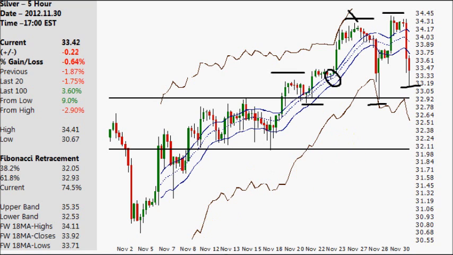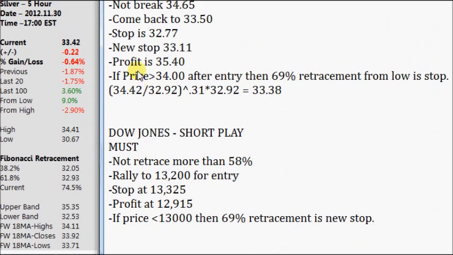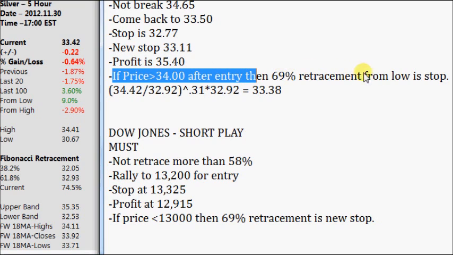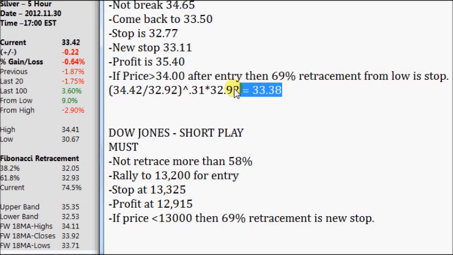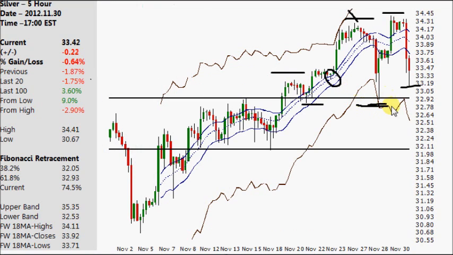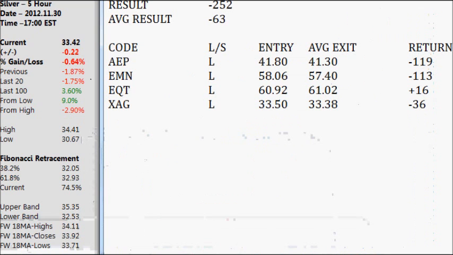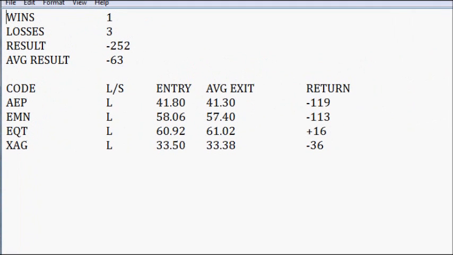But before we look at that, I did put a setup in here for silver. I put a new stop in at 33.11, which it stayed above, but if price is greater than 34 after entry, which it was, then the 69% retracement from low to stop is the play at 33.38. So the Fibonacci from here to here meant your stop was right here, which obviously shows it got violated. Thus, within the game, it's another small loss, bringing the record to 1 and 3, with the one win being a very small win. This is a 1/3 of a percentage loss.